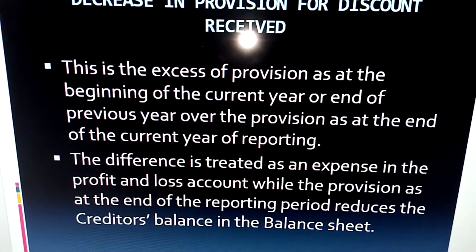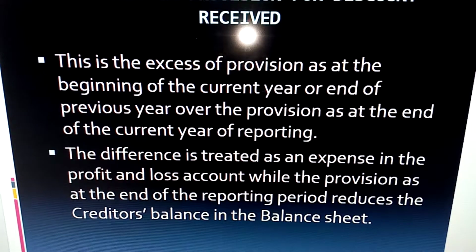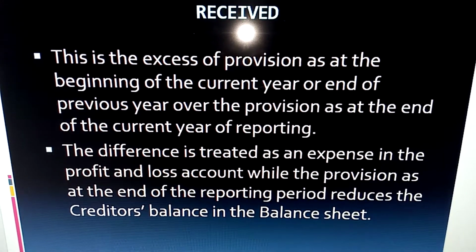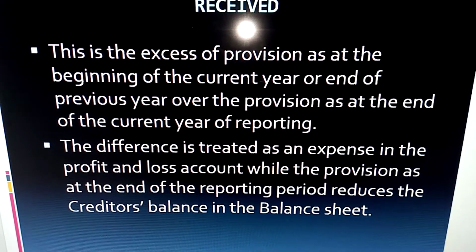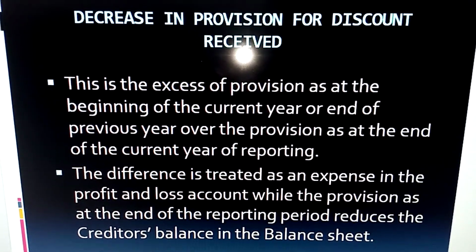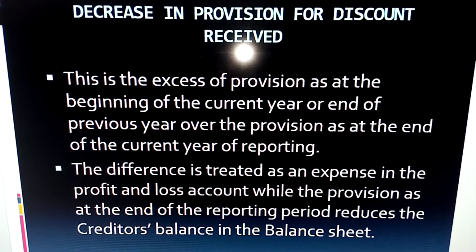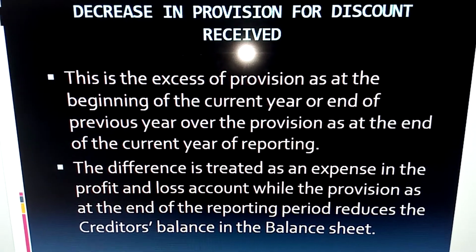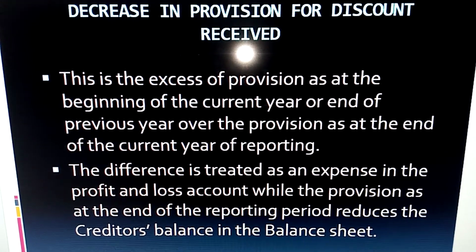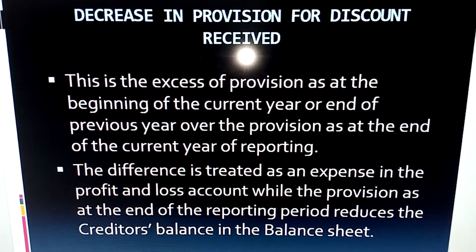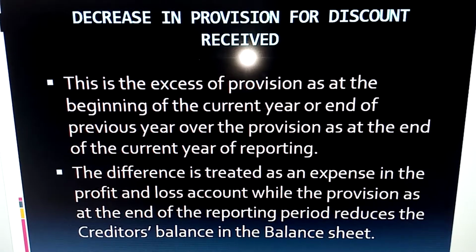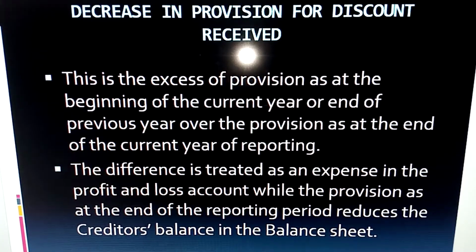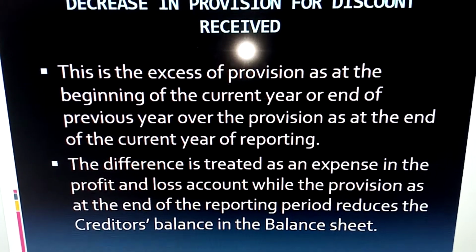Okay, so this excess of what? Provision as at the beginning of the current year or end of the previous year over the provision as at the end of the current year. So what I'm saying is that this current year, there is a beginning, which is the same as the end of the previous year. Where the value at the beginning is higher than the value at the end, that is a decrease in the provision. So the difference is treated as an expense in the profit and loss account, while the provision as at the end of the reporting period reduces the creditor's balance in the balance sheet.